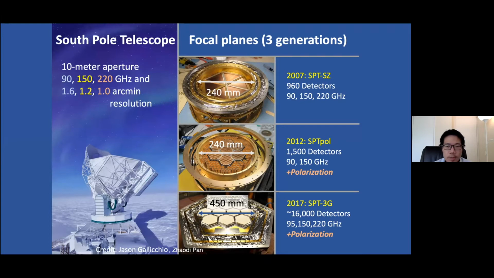There have been 3 generations of camera installed on the SPT. The latter 2 are polarization sensitive. And for SPT-3G, the 3rd generation, we have 16,000 bolometers and 3 frequency bands: 95, 150, and 220 gigahertz. So actually, that's a lot of time-ordered data. We'll talk about that in a sec.